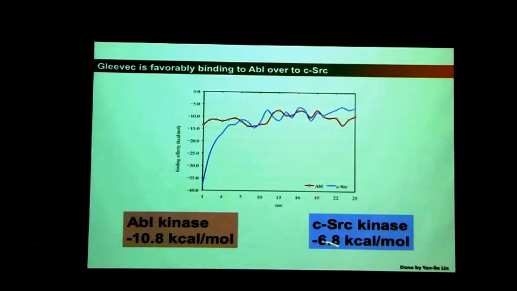So you can see that, again, these two steps are indicating that Gleevec has a higher affinity for the pocket of Abl kinase than that of c-Src once they are in the DFG out conformation.